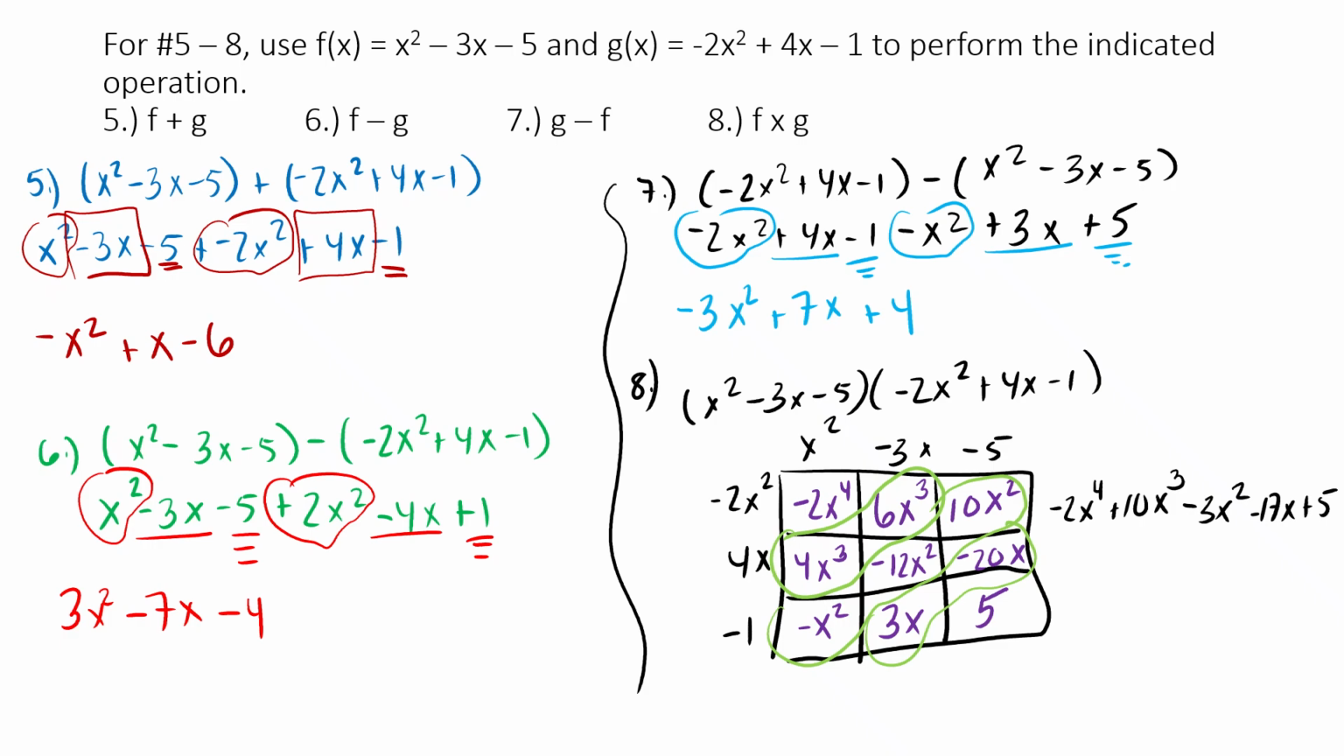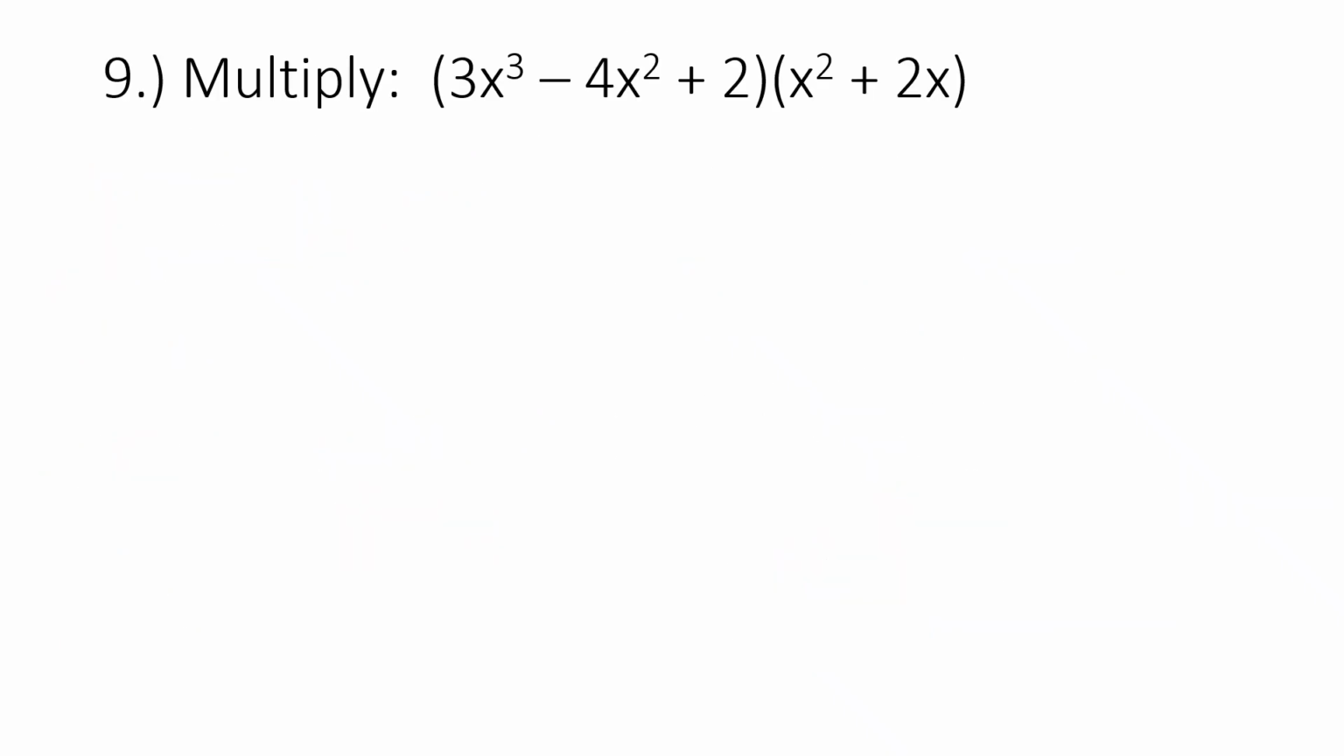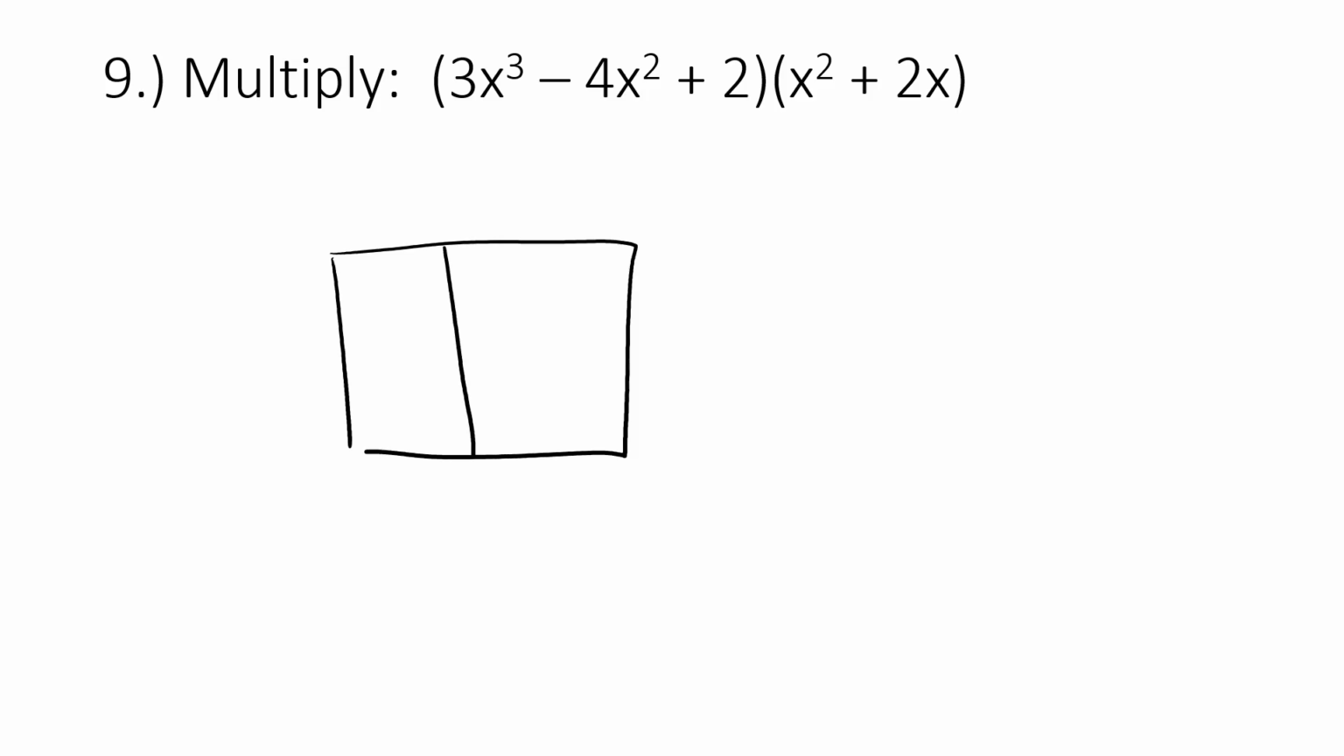Okay, moving on to number 9. So this one is intentionally set up to be just a little bit different, to keep you on your toes. It's still the same kind of problem. Just when you notice that you have terms missing, you know that you're not going to have that really convenient situation where all of my like terms are together, unless you want to put in those missing zeros.